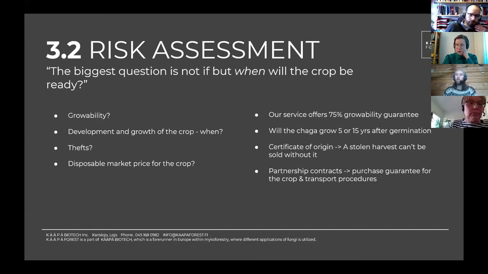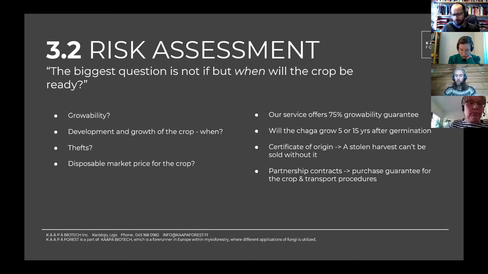Lastly, some worries that come up when we talk about chaga cultivation. One risk is the growability. Like I mentioned earlier, we do offer a 75% growability guarantee for the dowels we produce. And how about when the crop will grow? The big question is not whether it will grow, but when it will be ready. Right now, we're estimating it will take about 8 to 10 years before you have the harvest. It might be faster, it might be a bit slower, but grow it will.